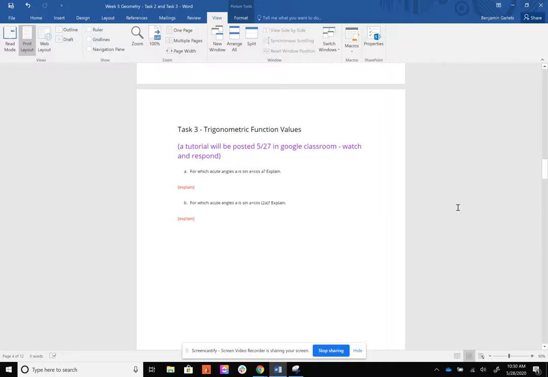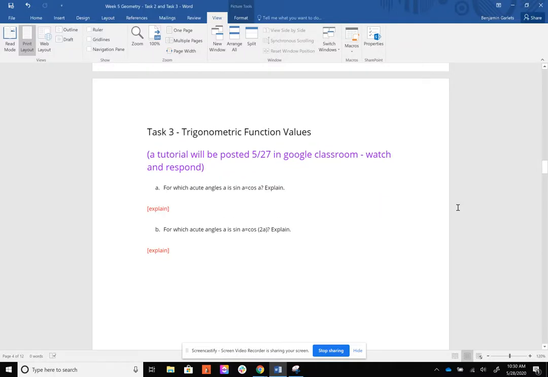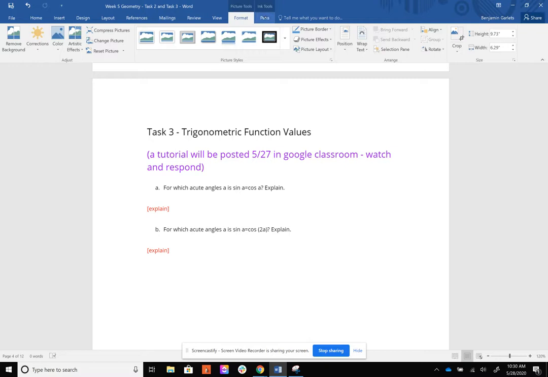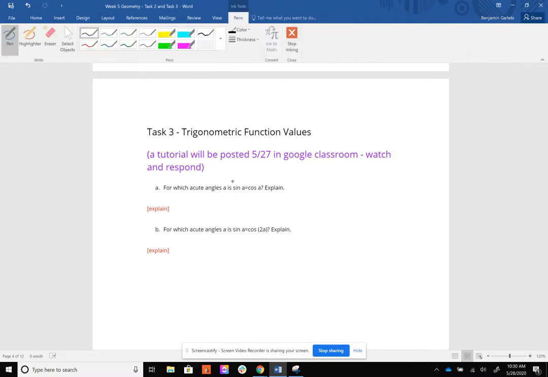All right, taking a look at task 3. This one's going to be really similar to what we just did. If you take a look at part A, this is asking us the exact same thing as task 2. But what I want to highlight is last week we created these tables.